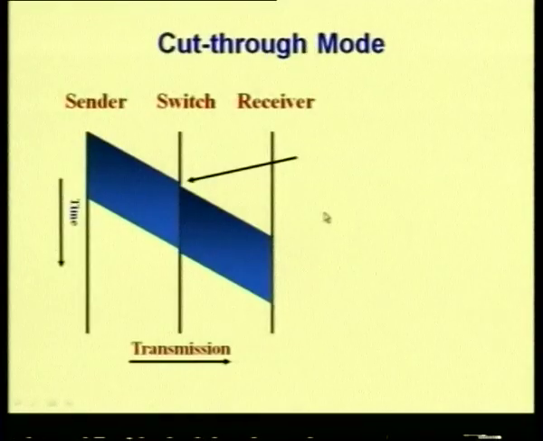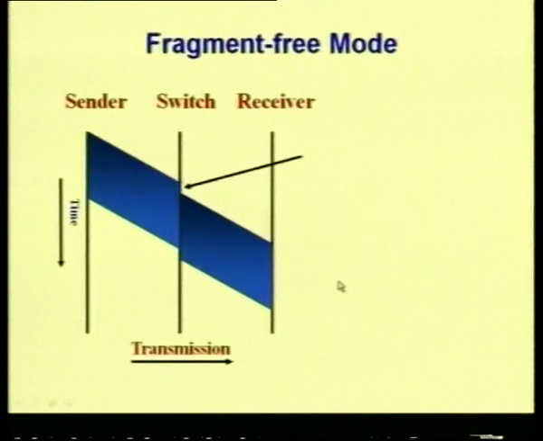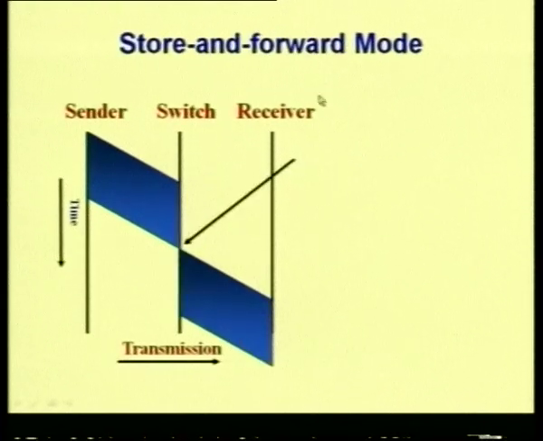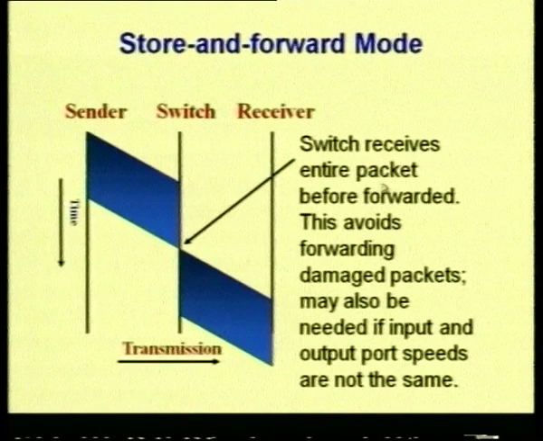Okay. So to look at how this will appear, you can just look at this particular picture here. So this is our timeline. Sender is sending the packet to the switch. As soon as it gets the destination address, it will forward it to the receiver. This is what happens in cut through mode. In the fragment free mode, as soon as it has received 64 bytes of data, then it starts the transmission. You can see that there is a slight delay over here. Okay. In store and forward mode, after it receives the entire packet, then it does the transmission to the receiver, right. So it receives the entire packet and then it forwards it.